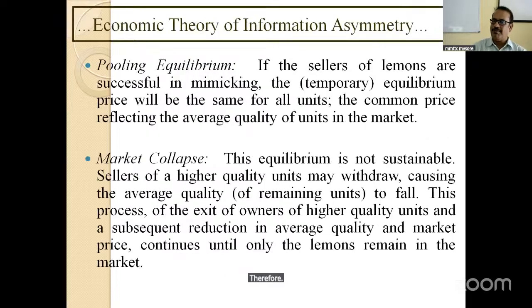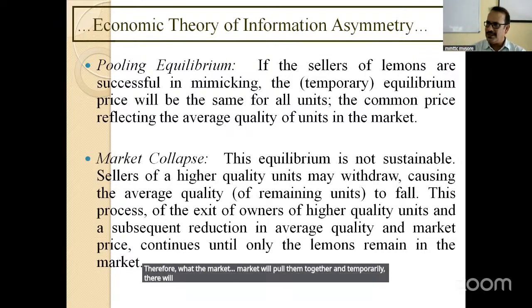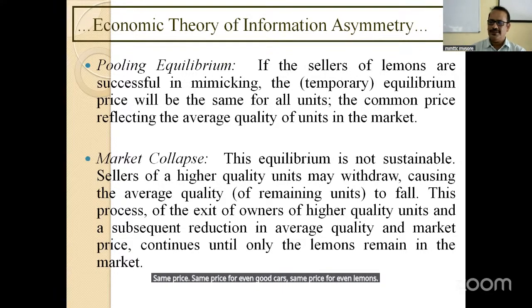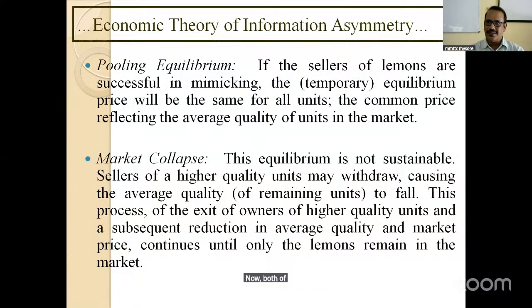Therefore, the market will pull them together, and temporarily there will be a price given, called the equilibrium price. Same price for even good cars, same price for even lemons. Now, who will be disappointed with this? The sellers of good quality cars, because they know that their car is good and they know that this is a lemon. Now, both of us are getting the same value, so why should I be a part of the system? I'm not happy with the price. They will leave the market, they exit the market.